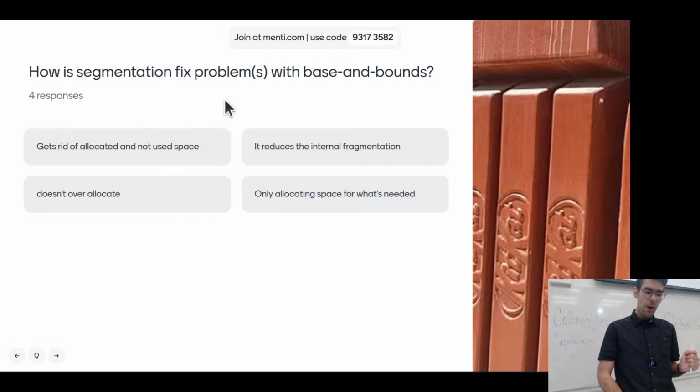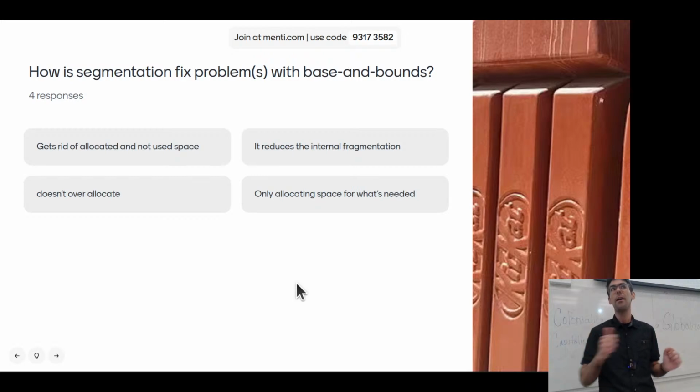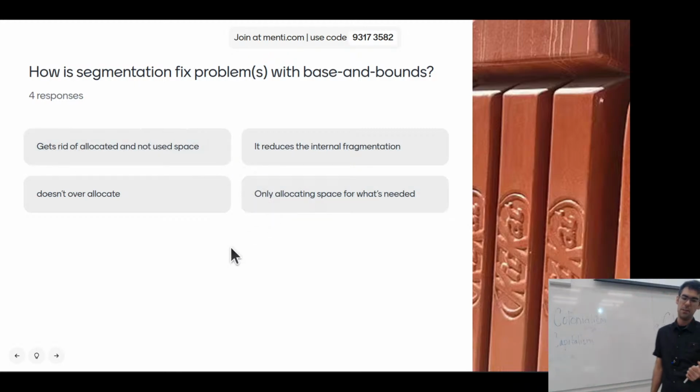When I'm thinking about questions like this and I look at these answers, these two are the best ones because they tell me exactly what the solution is to this problem. Internal fragmentation definitely was a problem, and I want to give credit for that. But these two actually explain what the problem is with internal fragmentation.